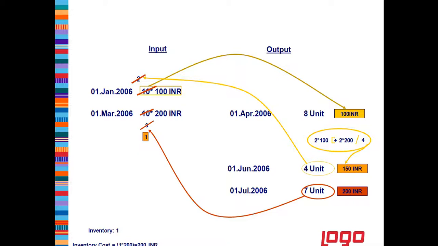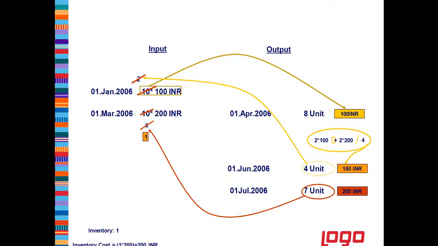Now again suppose on 1st June I have to sell 4 units. What will be its unit cost? The remaining 2 units left from that 100 rupee input, plus 2 units from the next input, that is the 200 rupee input. So the average will be 2 into 100 plus 2 into 200 divided by 4. So the average unit cost becomes 150 rupees. For these 4 units, the average cost will be 150 rupees.